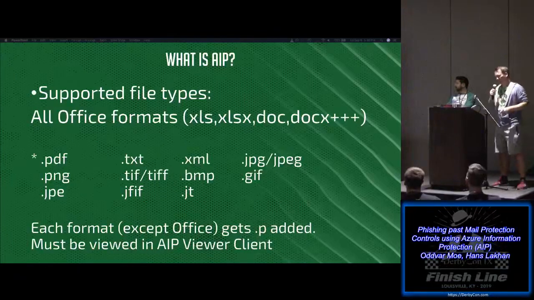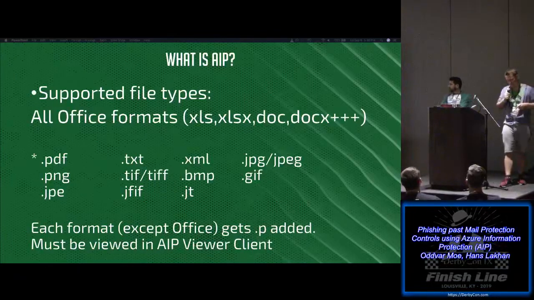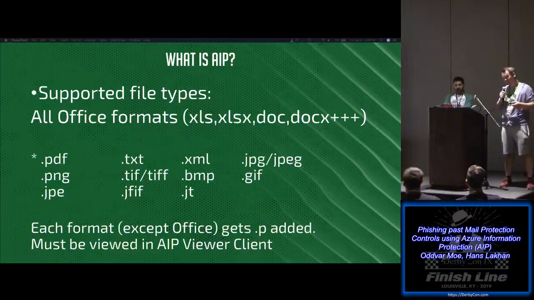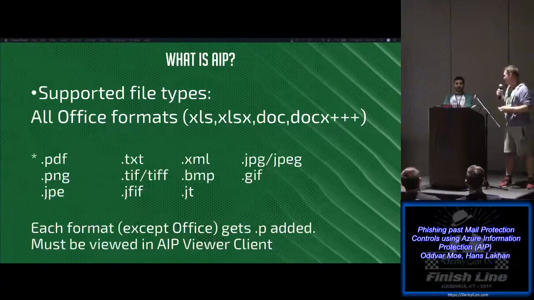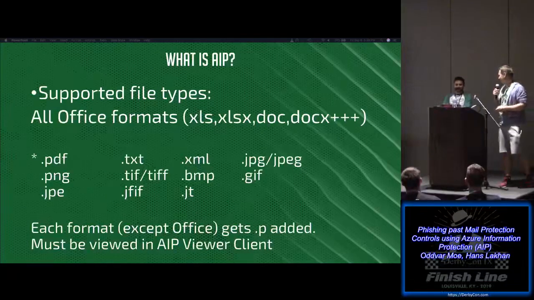PDF is an exception because when you send an Azure Information Protected PDF document, it will actually look like a phishing page where you need to download an MSI file in order to enable a plugin. So that's something we want to further investigate later on, hopefully.